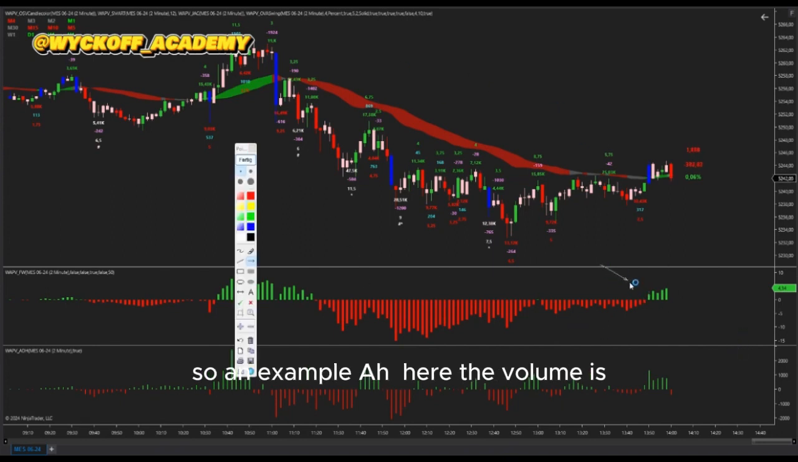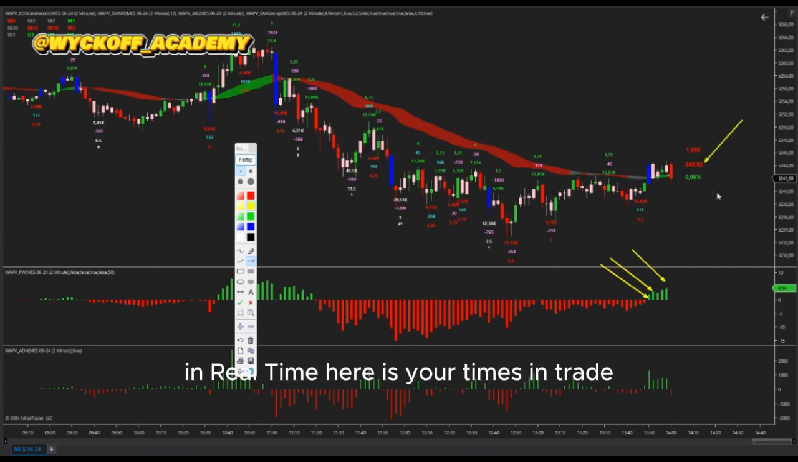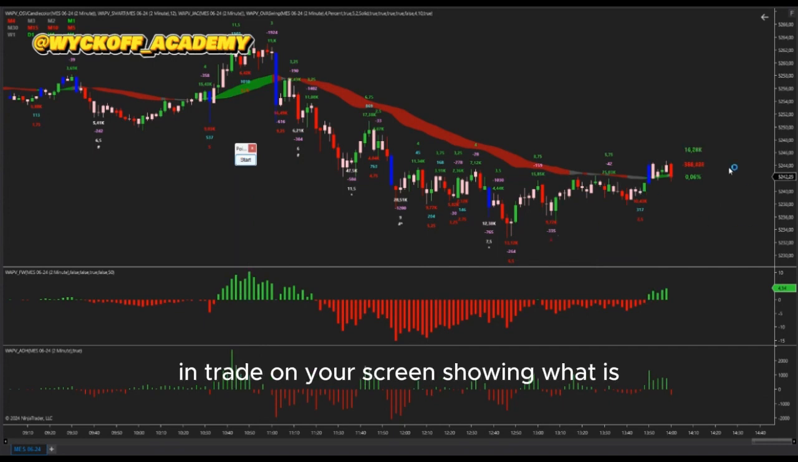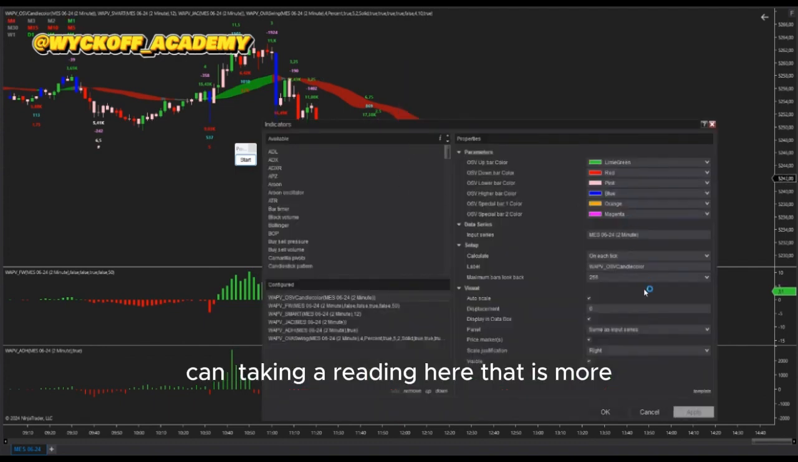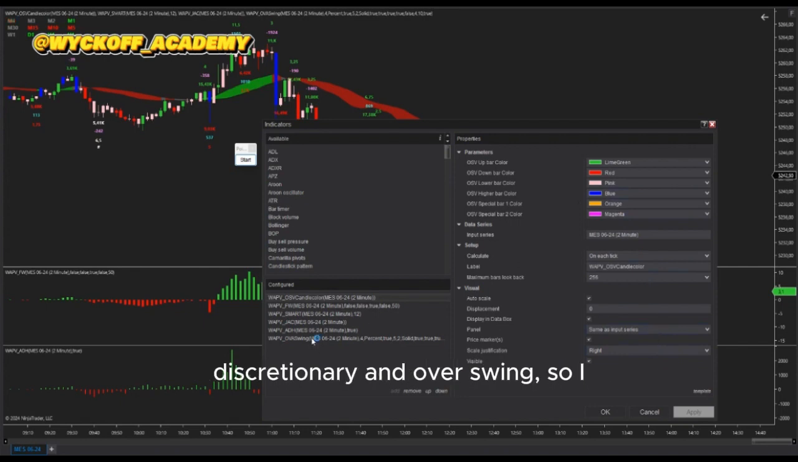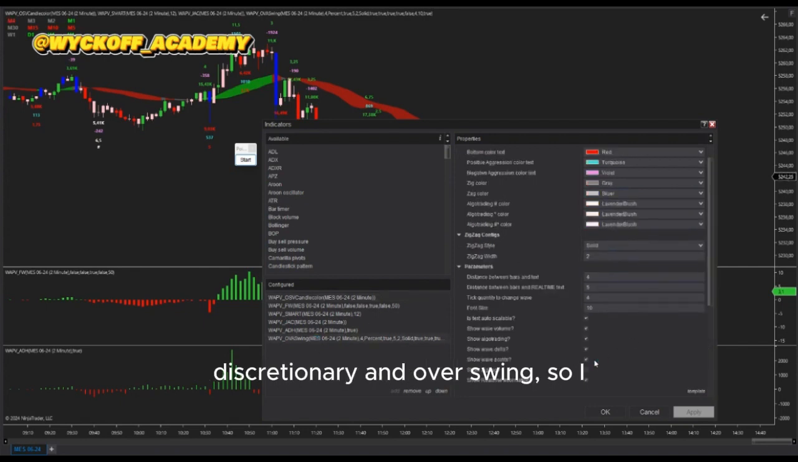So, for example, here the volume is positive, but you are following the delta in real time. Here is your times and trades on your screen, showing what is happening. Let's reduce this information a little bit so we can take a reading here that is more discretionary and overswing. So I want to remove the number of points.